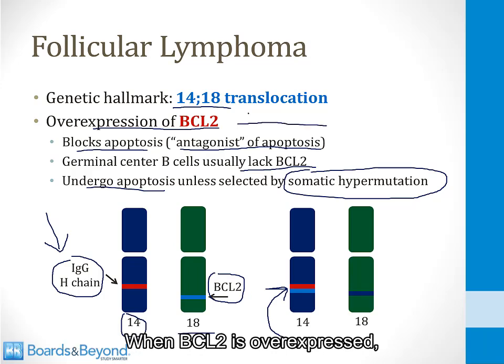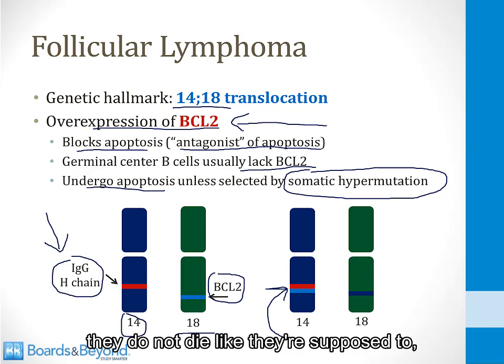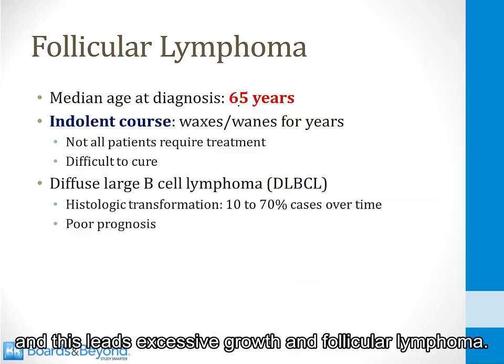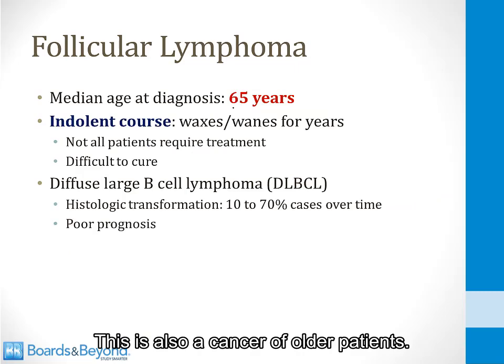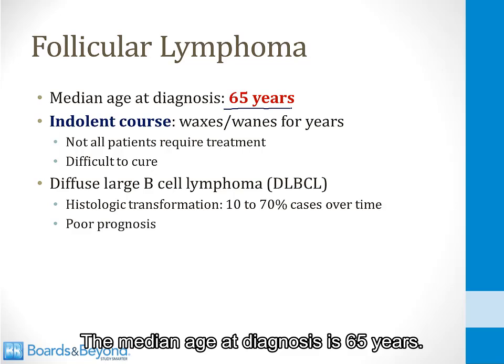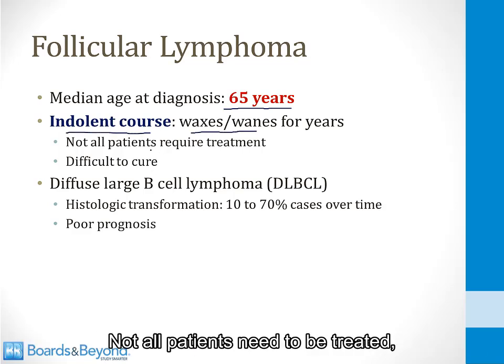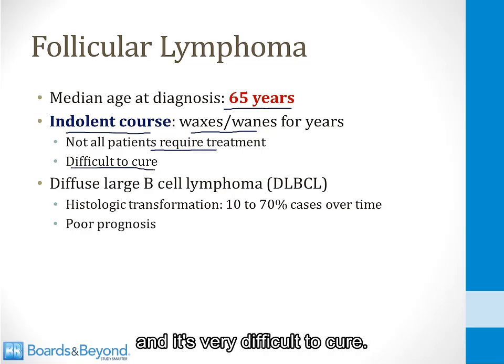When BCL2 is overexpressed, they do not die like they're supposed to, and this leads to excessive growth and follicular lymphoma. This is also a cancer of older patients. The median age at diagnosis is 65 years. It has an indolent course. It can wax and wane for years. Not all patients need to be treated, and it's very difficult to cure.